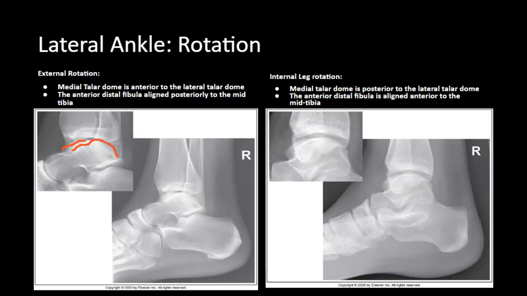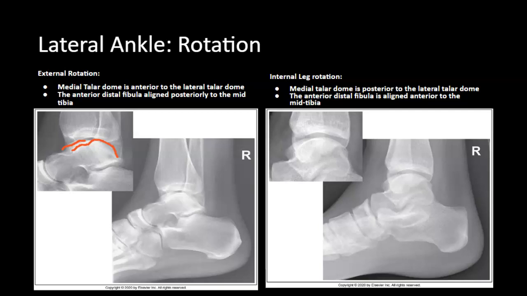That anterior distal fibula begins to move posteriorly. When you have external rotation, that means that the forefoot is down and the ankle is up. So that moves that fibula posterior to the tibia, and brings that medial talar dome anterior.